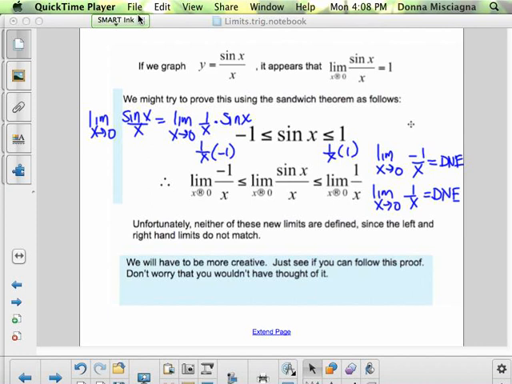Just see if you can follow this proof. Don't worry that you wouldn't have thought of it. So we're going to rely on the unit circle, creating some triangles, and using a formula for the area of a triangle.